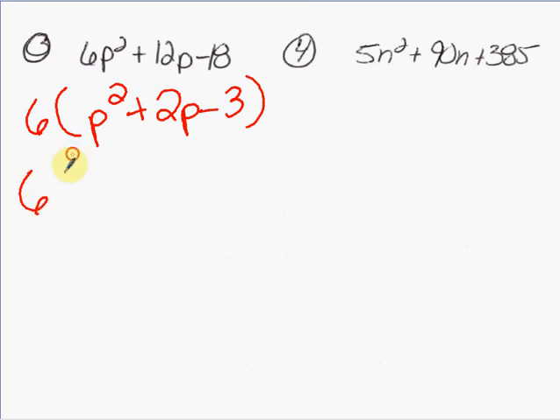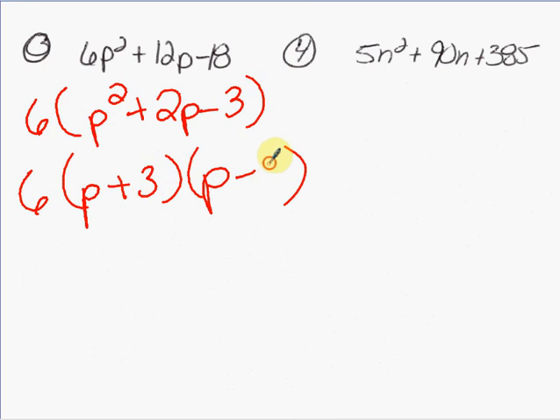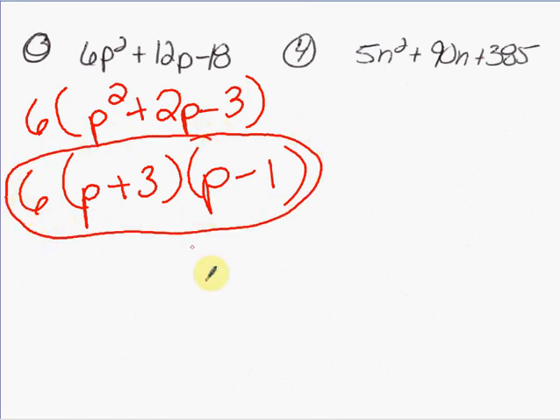6. I have 3 terms. I have a trinomial inside those parentheses, so we're going to make it p and p. This minus sign tells me one of each. And let's go with a positive 3 and a negative 1, because when we multiply, that gives us the negative 3, and when we add, that gives us the positive 2. So that works for us. There's our answer right there. I would read that answer 6 times the quantity p plus 3 times the quantity p minus 1.